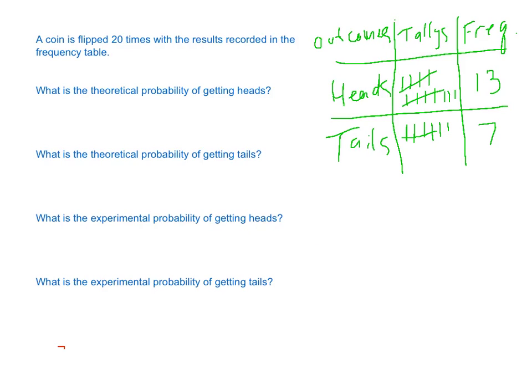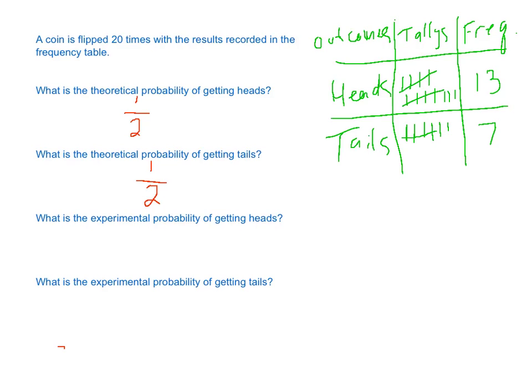Alright, here we have a situation where a coin is flipped 20 times and the results are recorded in the frequency table there in green. The theoretical probability of getting heads. Well, in theory, just without doing anything, if we had a coin and we flipped it, what's the chance of getting heads? Well, we can either get heads or tails. So there's 2 possible outcomes. The chance of getting heads is only 1. So we got 1 out of 2 chance on that. Theoretical probability of getting tails. Well, again, you can only have 2 possible outcomes, and the chance of getting tails is 1.